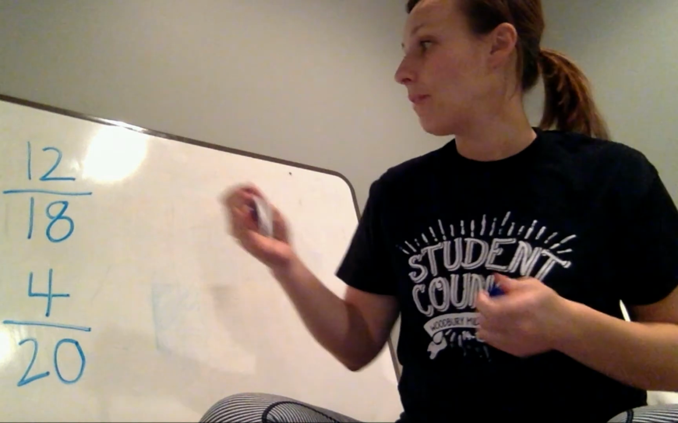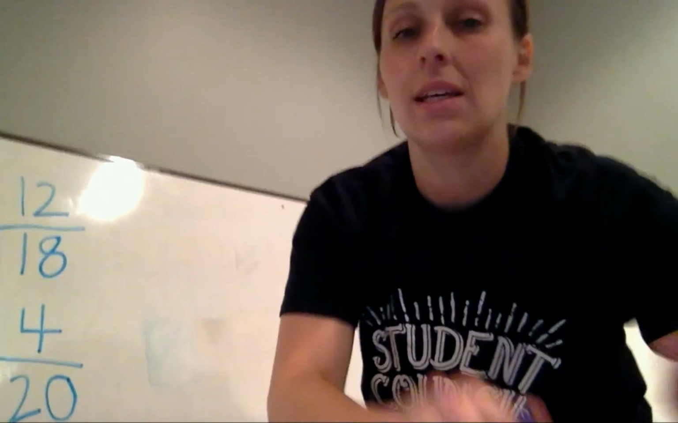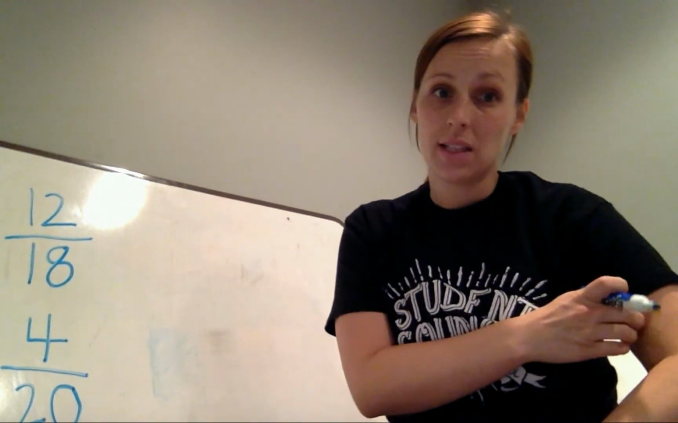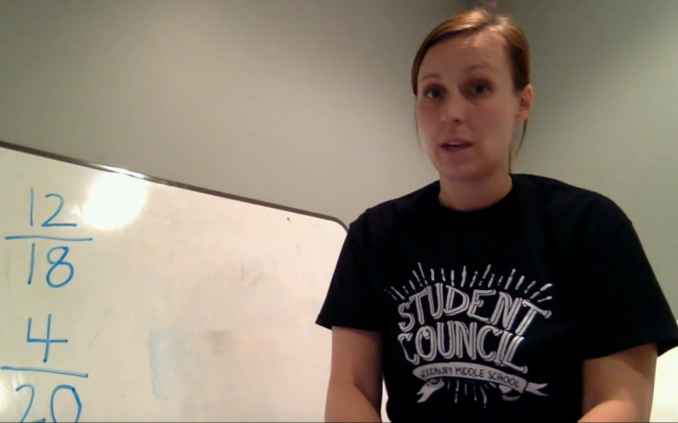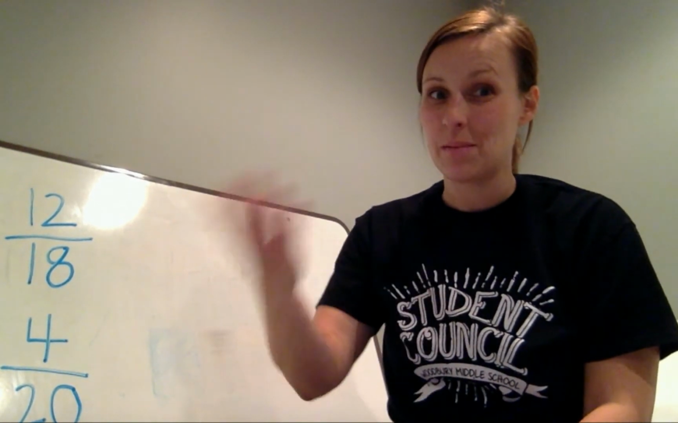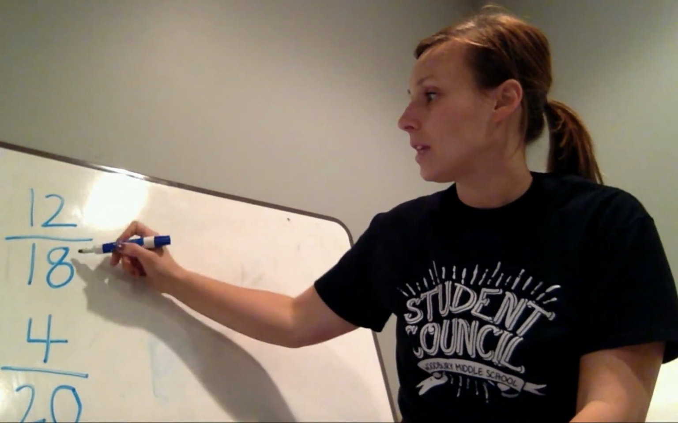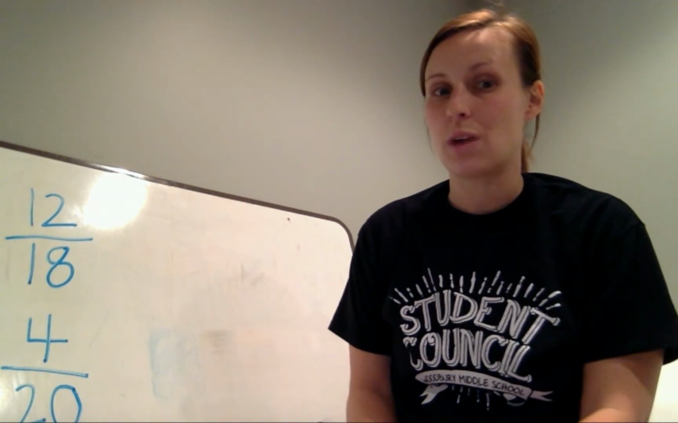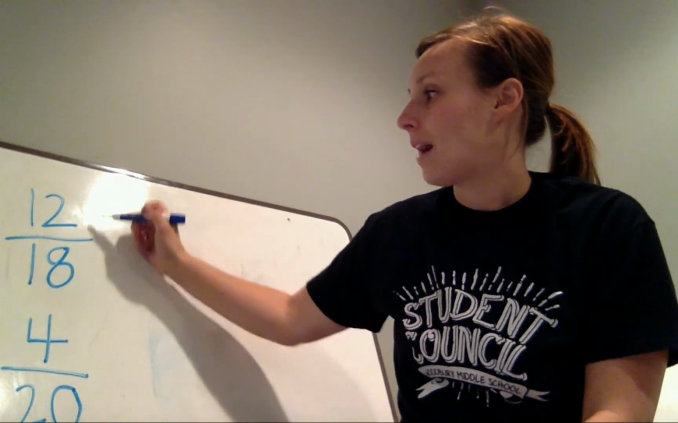Simplest form. When you have a fraction like 12/18, 12/18 is not simplified because there are numbers that go into both 12 and 18, and so we can divide those numbers out and make our fraction smaller without changing its value. So the first thing I need to think about is what are the factors that go into 12, and what are the factors that go into 18? And I know that they have some in common.